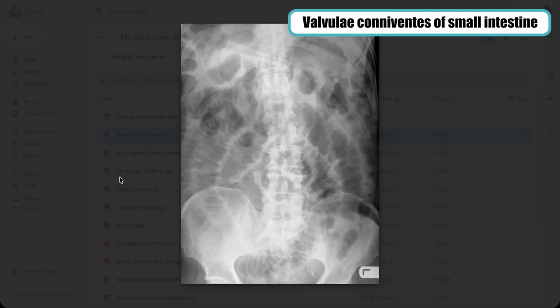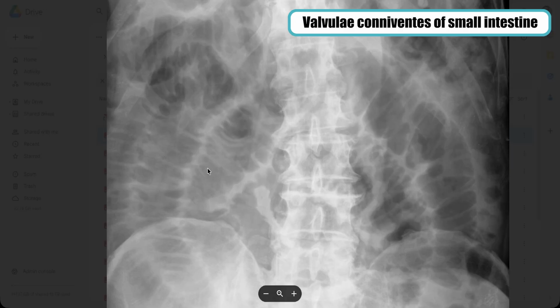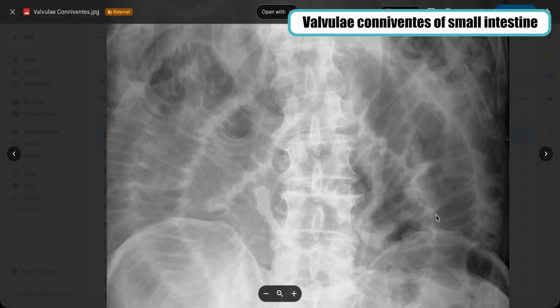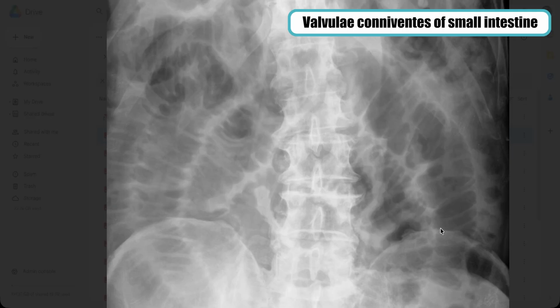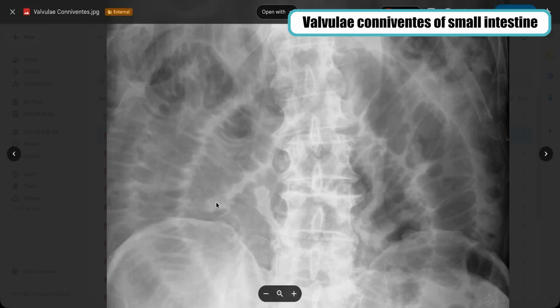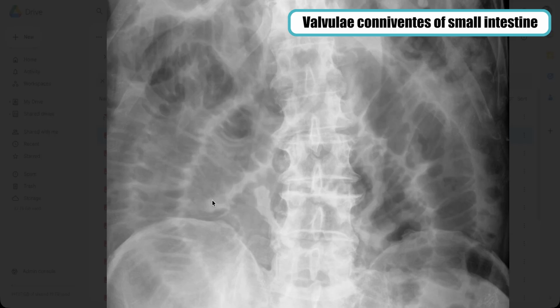Now, this is not as clear of an image since this is just a regular abdominal x-ray, but if you look very closely, you will see that these lines tend to go a bit further, and they do go all the way across the wall of the intestine. All the way across means you're looking at valvulae conniventes. Valvulae conniventes are part of the small intestine, so this helps you identify that you're looking at small intestine. Haustra are in the large intestine.